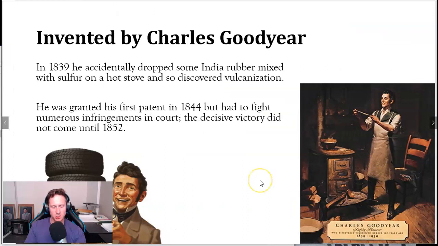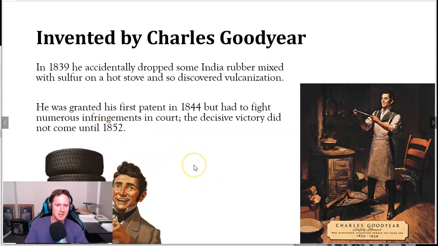So that's cross chains. So it was invented by Charles Goodyear. So you probably have heard of Goodyear tires before. Essentially, this happened in the 1800s. He accidentally dropped some India rubber mixed with sulfur on a hot stove and discovered vulcanization. So it was basically cooking and ended up with something that was very, very tough, rigid, resistant to heat. And that's the material that we made the tires from.